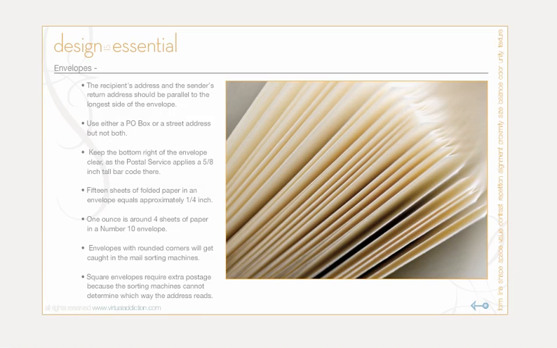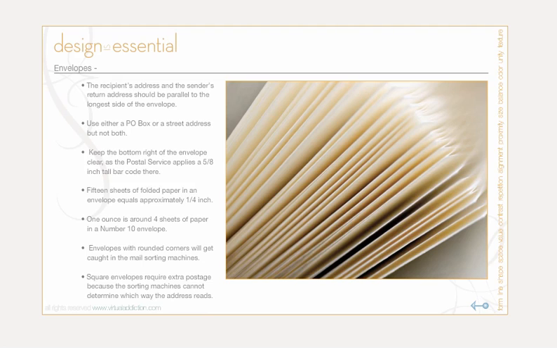Here's some additional information about envelopes that you might find useful. When addressing an envelope, the recipient's address and the sender's return address should be parallel to the longest side of the envelope. You want to use either a P.O. box or a street address, but don't include both. Keep the bottom right of the envelope clear. The Postal Service applies a 5/8 inch tall barcode here.